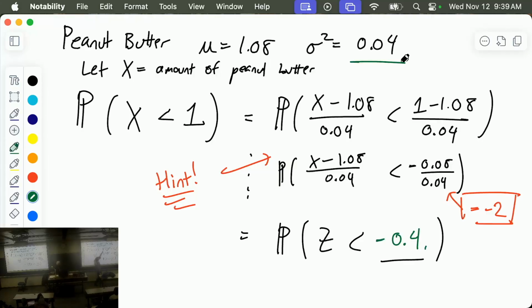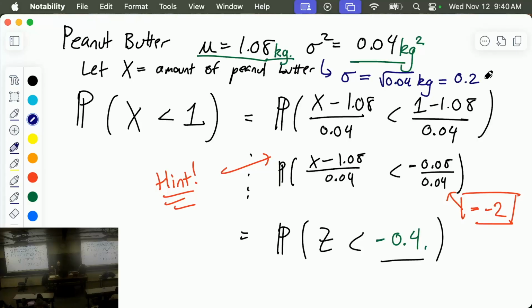This is a very important thing. Sometimes you will be given the variance, and the thing you need to divide by is not the variance, but the standard deviation. For me, personally, it helps if I have units. I remember that the peanut butter is in kilograms. The mean is 1.08 kilograms. If somebody gives you a sigma squared, a variance, that is in units of kilograms squared, which is kind of an abstract thing. To turn it into something proper, you take the square root, and the standard deviation is the square root of 0.04 kilograms squared. The square root of 0.04 is 0.2 kilograms.